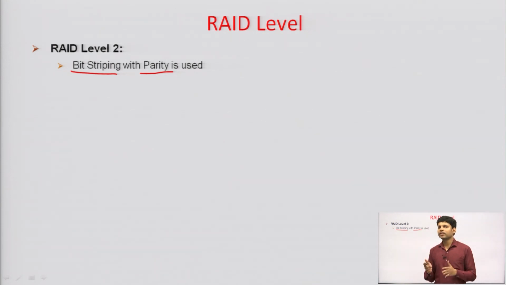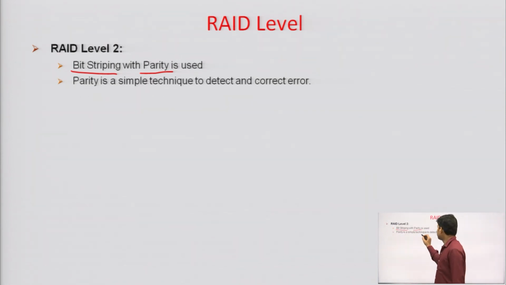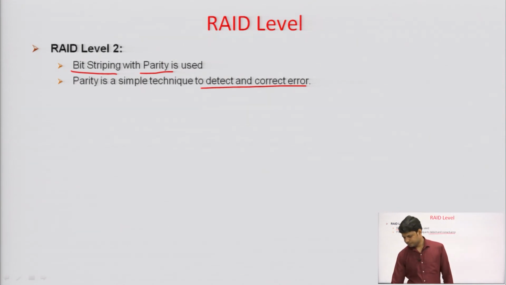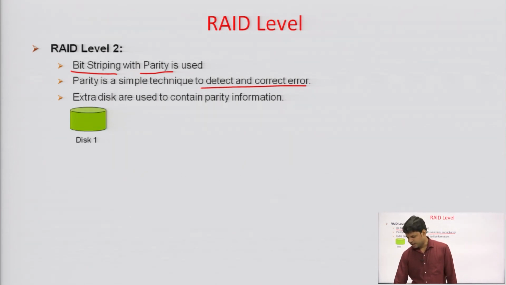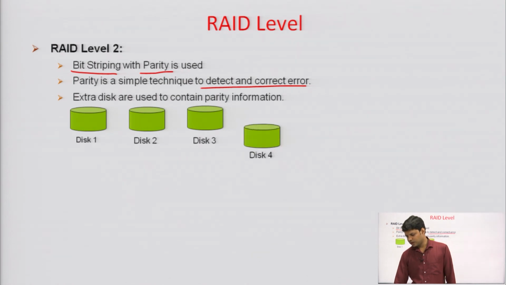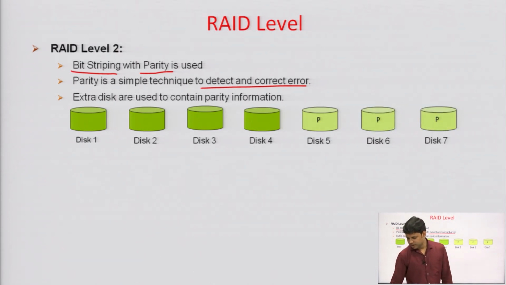If some disk fails, then with the help of this parity we can rebuild that disk and recapture the data that was lost. Parity is a simple technique to detect and correct errors. Extra disks are used to contain parity information, as we can see in the diagram. Disks 1, 2, 3, 4, and this disk 5, which is an extra disk, are used for the parity. Disks 5, 6, 7 will hold the parity information.